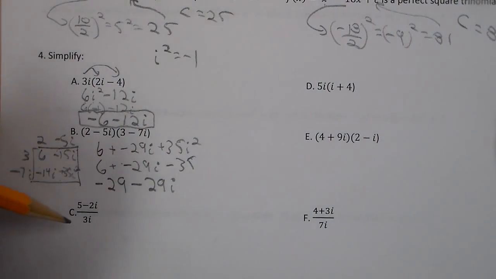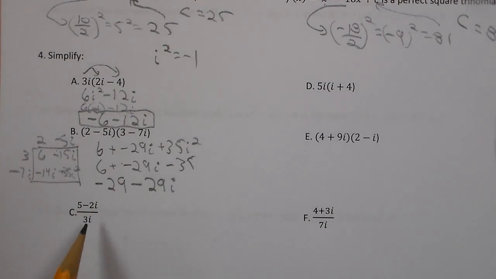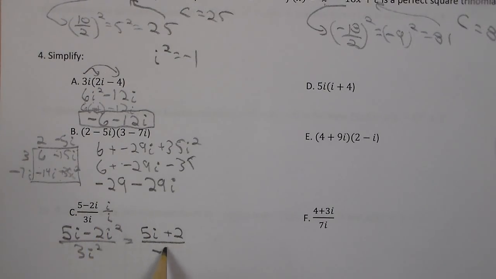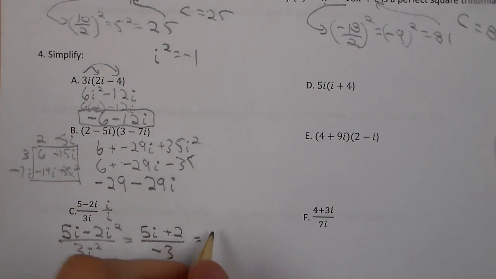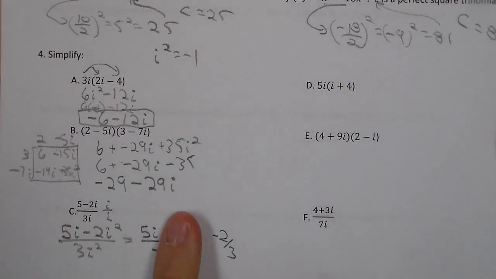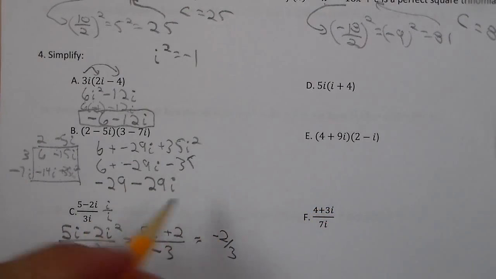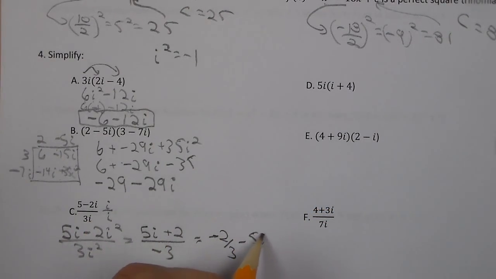For c, we need to fix the imaginary number in the denominator. We can't do that. So we're going to multiply the top and the bottom by i. And even though it's a 3i on the bottom, multiplying top and bottom by i is enough. We get 5i minus 2i squared over 3i squared. Using the fact that i squared is negative 1, we get 5i plus 2 and a negative 3 in the denominator. Now we need to split this into 2 fractions. We do the real part first, which is 2 over negative 3, or negative 2/3. And the imaginary part last, which is 5i over negative 3, so we write minus 5i over 3.